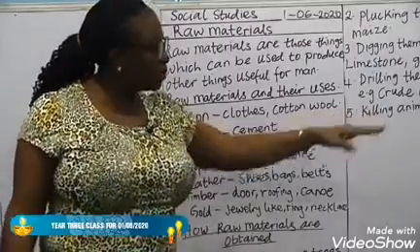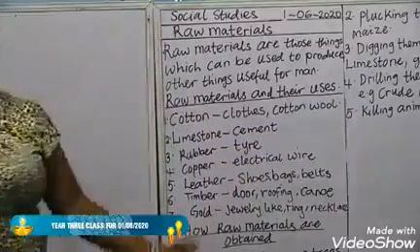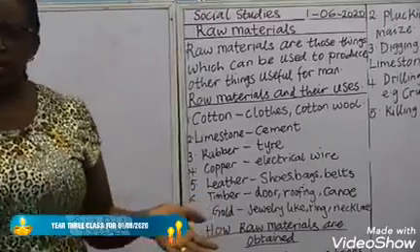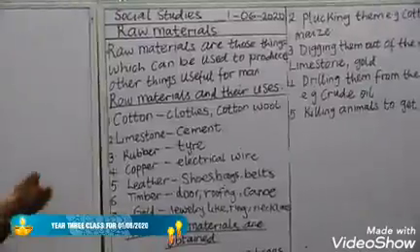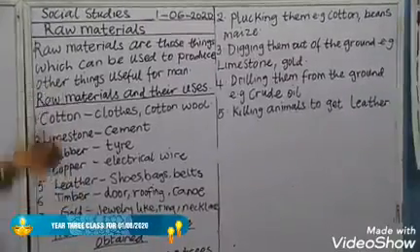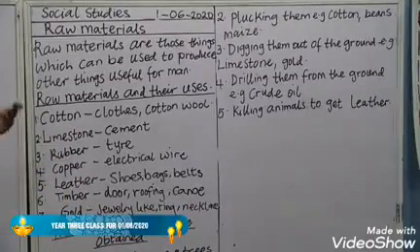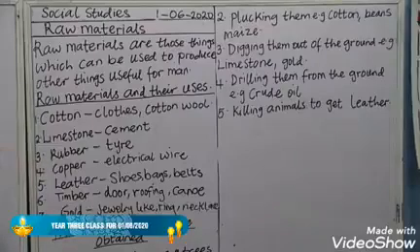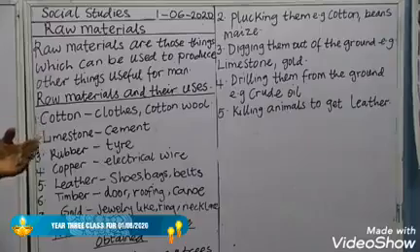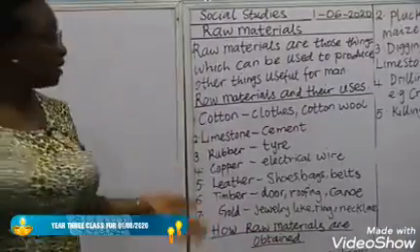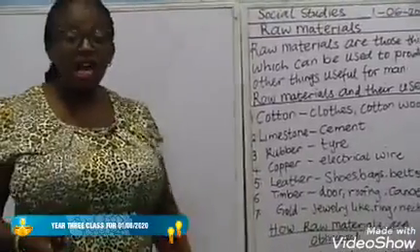Then we have killing animals to get leather. We can kill animals like cows to get their hide, their skin. We can use the skin of a cow to make a leather bag or a leather belt or anything that is made of leather, or even the decorations we see all around in our houses. Some of them are made of leather. Some of our chairs too that we use in our houses are made of leather.